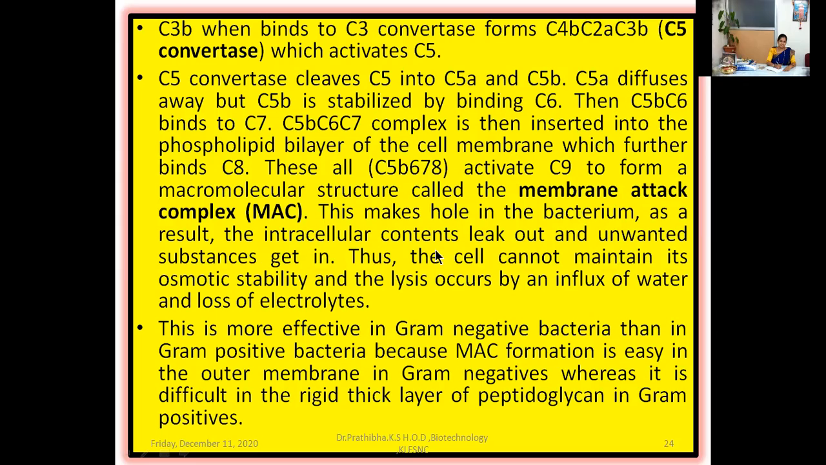As a result, the intracellular contents leak out and unwanted substances get in. Thus, the cell cannot maintain its osmotic stability, and lysis occurs by an influx of water and loss of electrolytes. This is more effective in gram-negative bacteria than in gram-positive bacteria because MAC formation is easy in the outer membrane of gram-negatives, whereas it is very difficult in the rigid thick layer of peptidoglycan in gram-positive microorganisms.